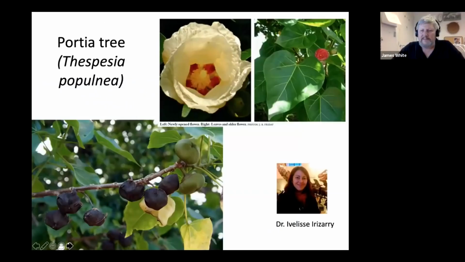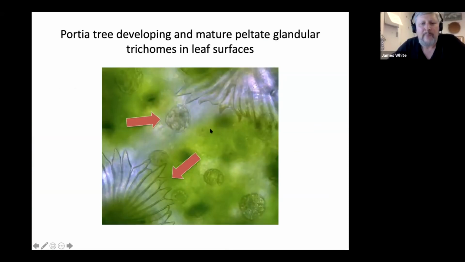And this is one of the plants that we looked at that we have a little bit more data on. This is one called Portia tree, Thespesia populnea. It's a tropical tree. It grows all around beaches and in very non-fertile areas. This is my graduate student, Dr. Evelisa Rizari, who worked on that. And this is one of these developing leaves of Portia tree. You can see the little glandular trichomes. Actually, the top arrow shows a glandular trichome, and I think these glandular trichomes will grow into these bigger ones. Sometimes, at least, they'll grow into the bigger ones.